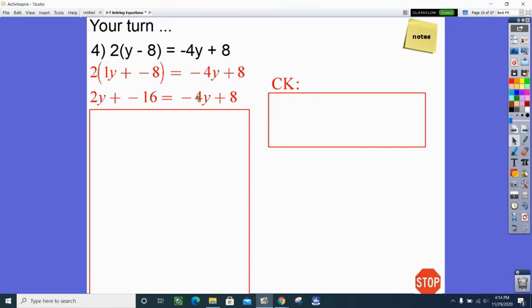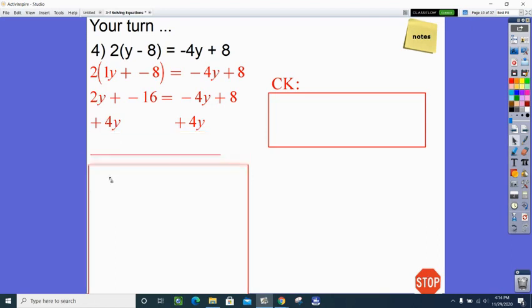Notice that I have a variable on both sides. So I can either subtract 2y, or I can add 4y. I'm going to choose to add 4y because I like to stay positive for the coefficient. 2 and 4 make 6y. And I'm looking at this two-step equation. Now, sometimes this confuses people when there's a plus and negative. You know, we're not going to touch the 6y.